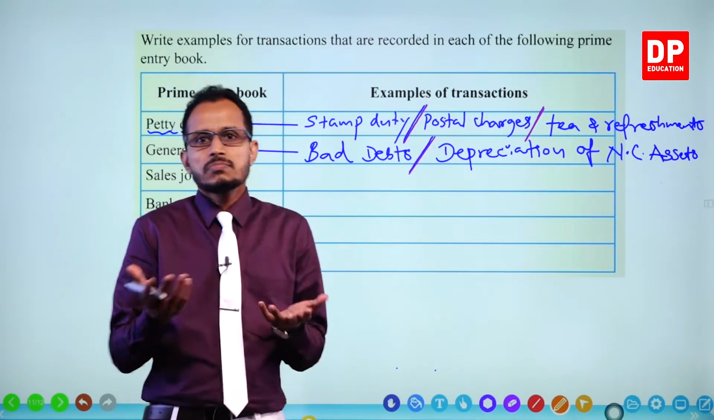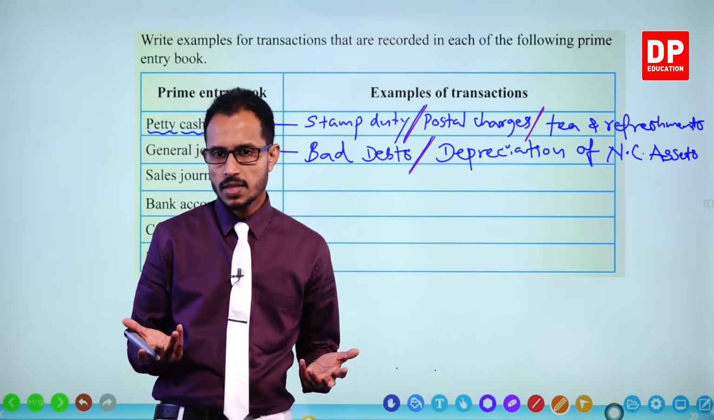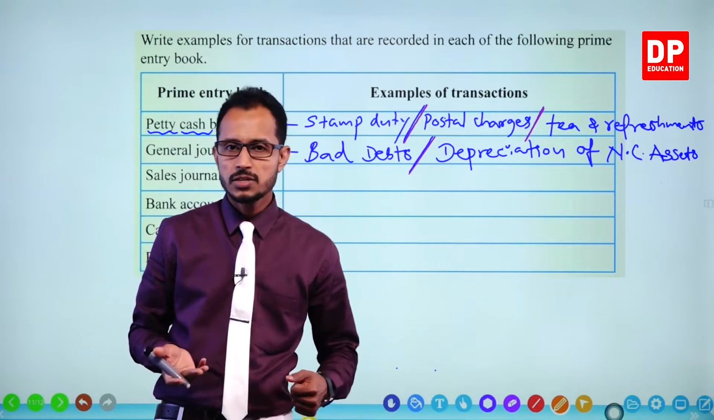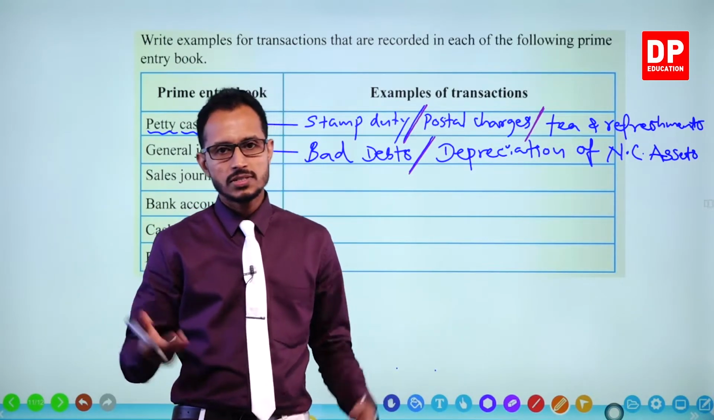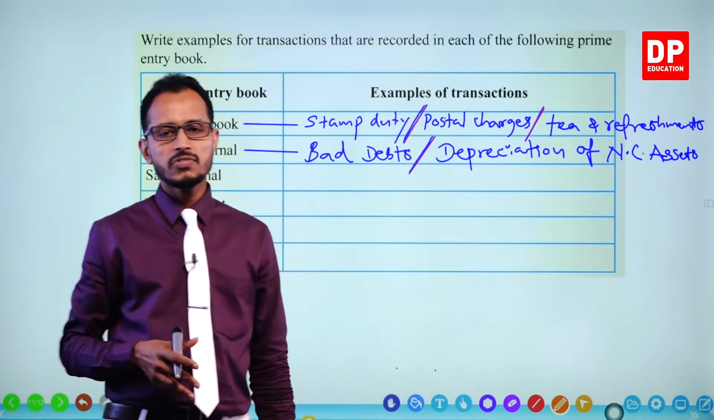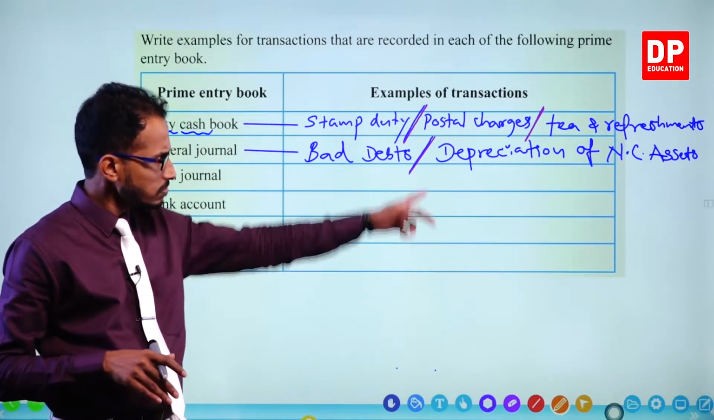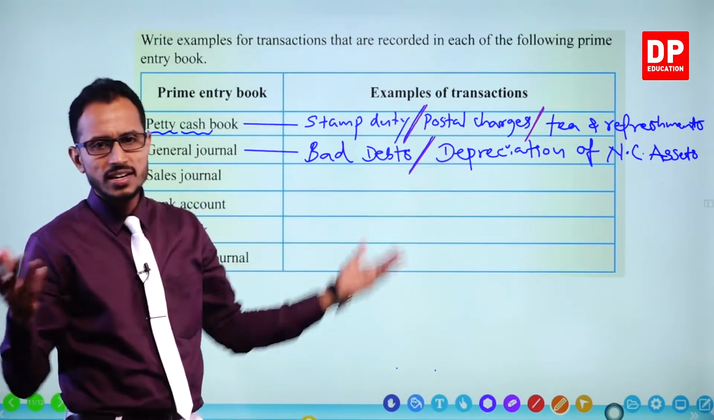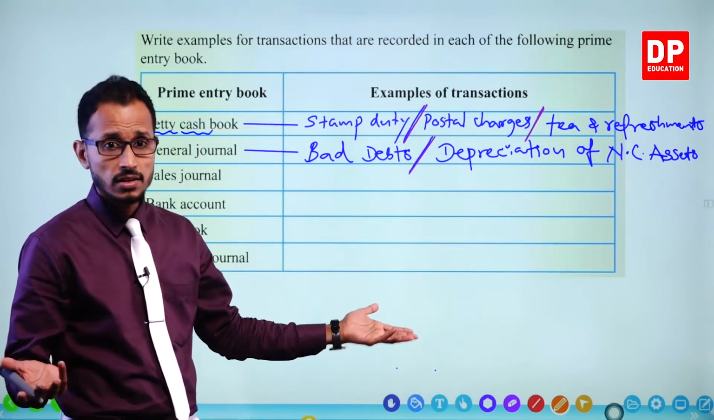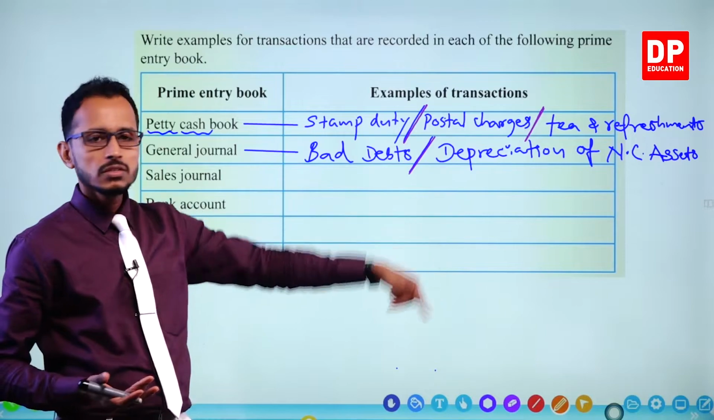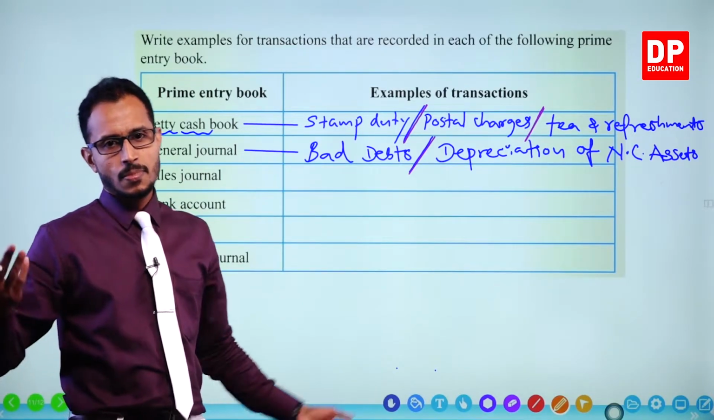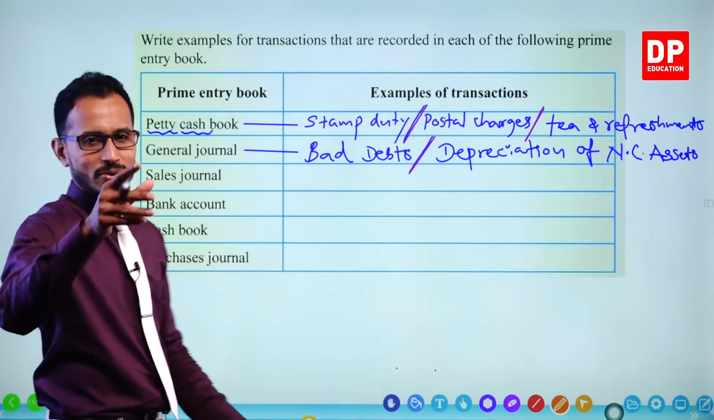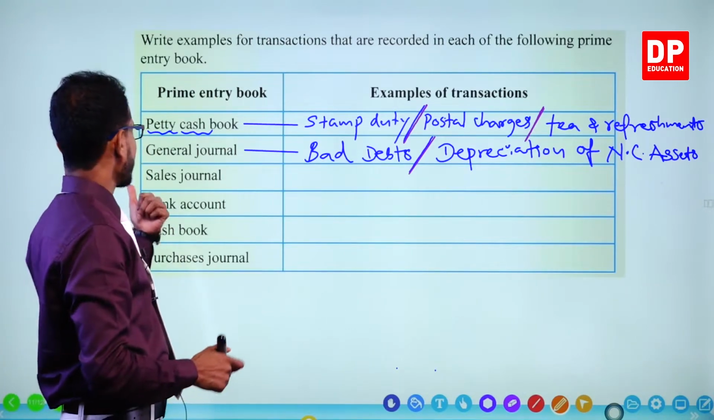Well, it's not a cash transaction, so you can't enter into the cash book. It's not a bank transaction. There is no check involved. Can't enter the sales journal, can't enter the purchase journal, can't enter the petty cash journal. Where can you enter? Into the general journal. Those type of transactions are recorded in the general journal. Next, we have sales journal.